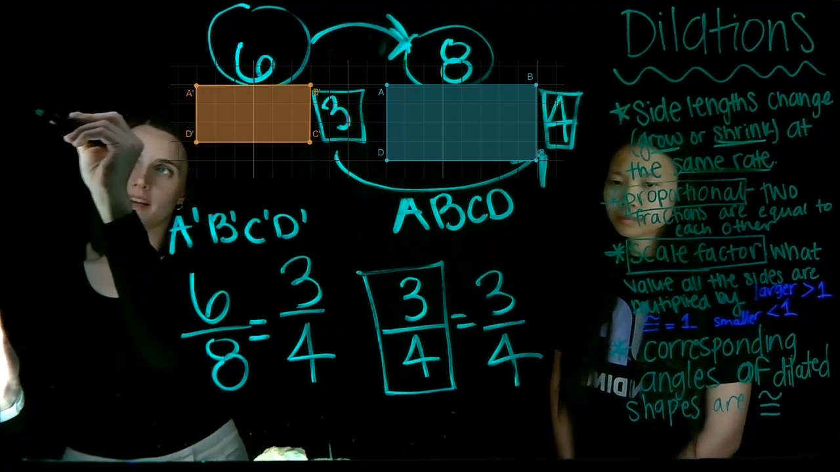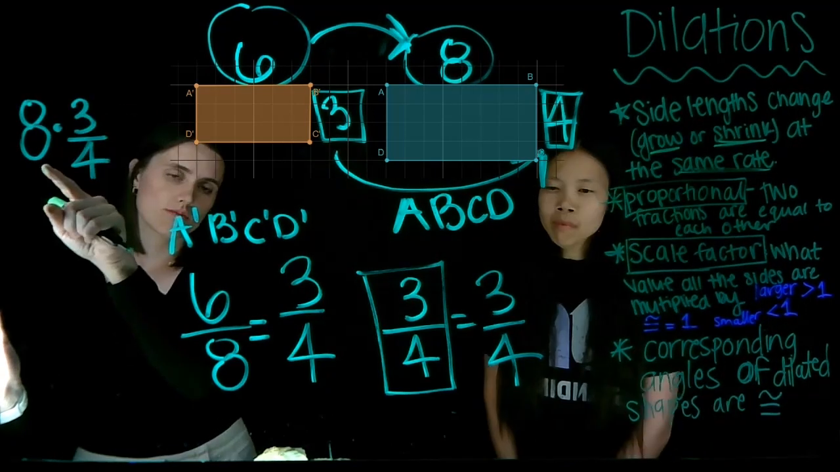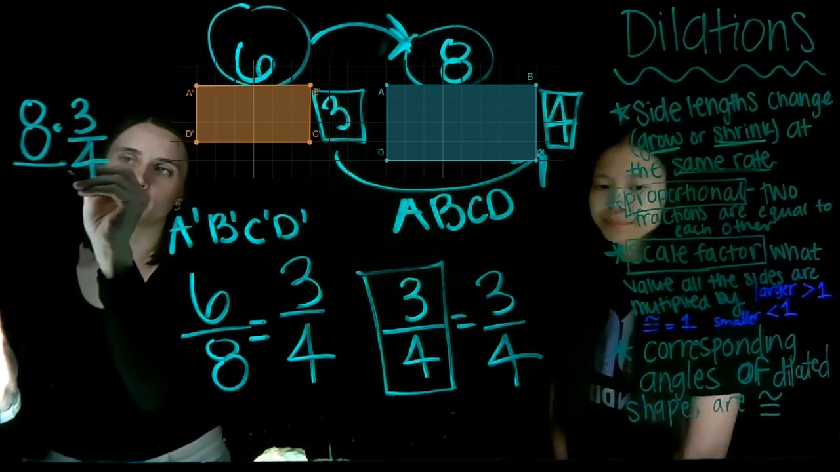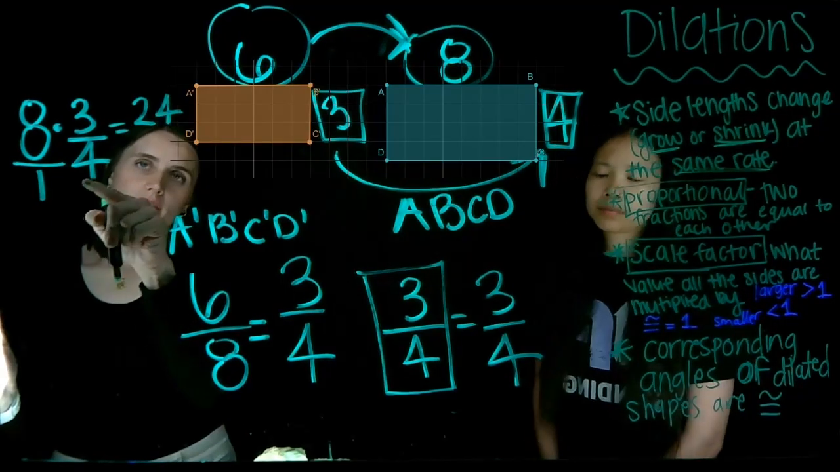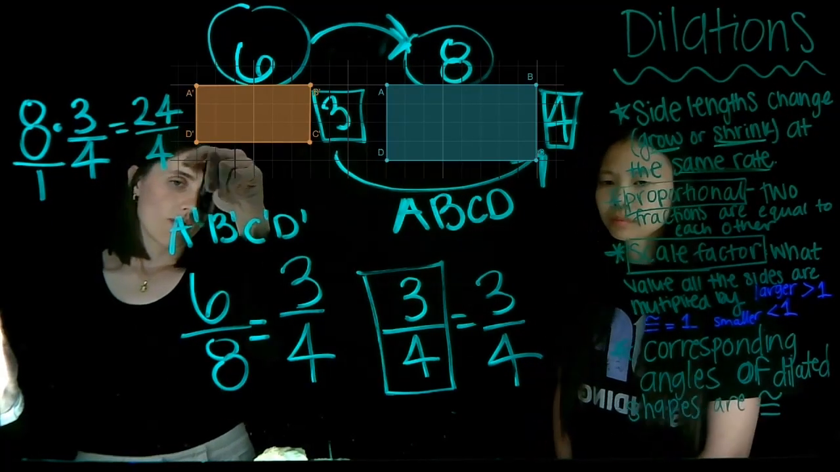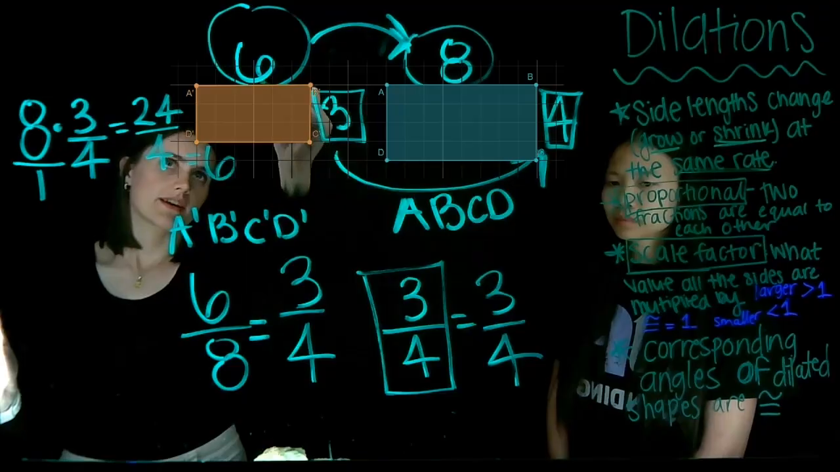So if I take 8 and I multiply that by 3 over 4, we know that when we multiply by a fraction, we can just put this over 1 to make it a little bit easier. So 8 times 3 is going to give me 24. 4 times 1 gives me 4. 24 divided by 4 is equal to 6. So that's perfect, because that's this side length here.